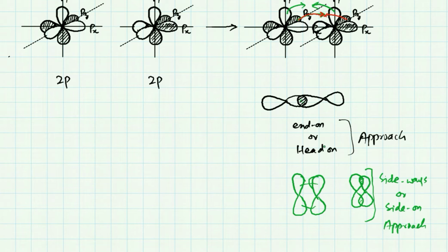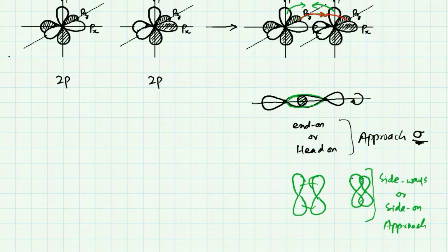So when the head-on or end-on approach happens, the electron density becomes symmetrical about the line combining the nuclei of these two atoms. This will be symmetrical if we rotate about this axis. This electron density will be symmetrical, so this bond will have sigma symmetry. This is called a sigma bond.